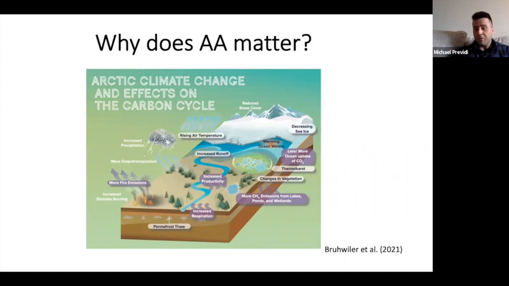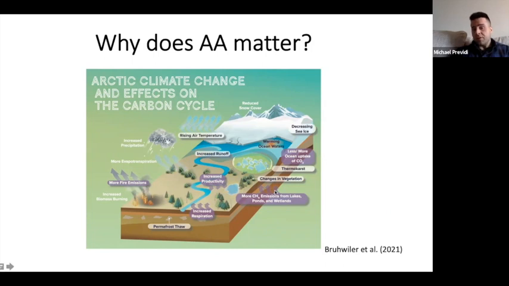I mentioned permafrost on the previous slide. Permafrost is a huge store of carbon. And so permafrost soils are a huge store of carbon. So, when permafrost melts, there's the potential for that carbon to be released into the atmosphere.